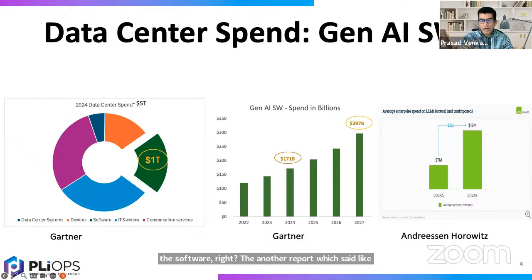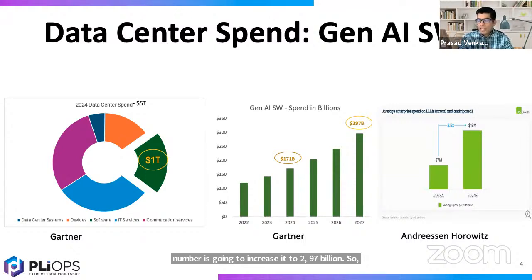So that means that of the 1 trillion, 17% will be on AI and generative AI software. And by 2027, this number is going to increase to 297 billion. So you can see a significant upside for people investing in generative AI software. And the last column, what you see here, is from Andreessen Horowitz, the investment firm.